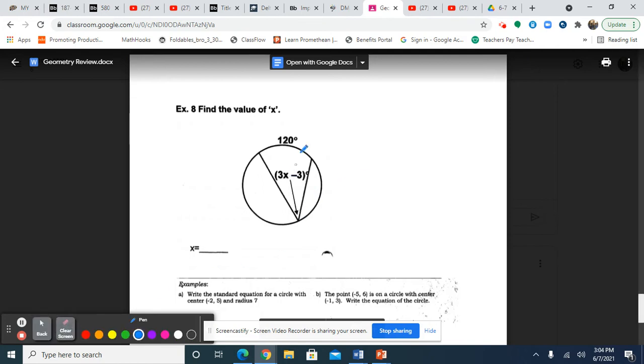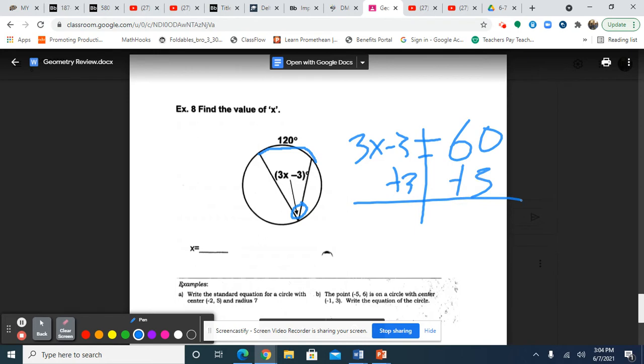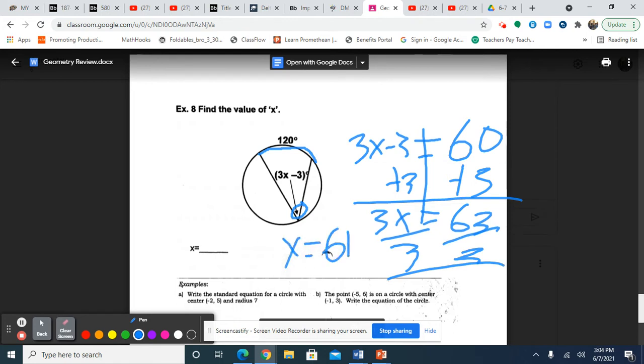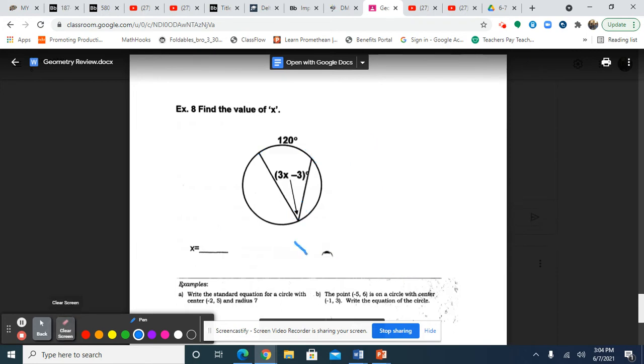Now in this problem, we have the arc of 120, and this is going to be our inscribed angle. So we should know that that's equal to 60 because it's half of the arc. And we set up the equation so we can solve. We're going to add 3 on both sides. That's 3x equals 63. And we divide both sides by 3, so x is equal to 61. Sorry, not 61, 21. So x is equal to 21.